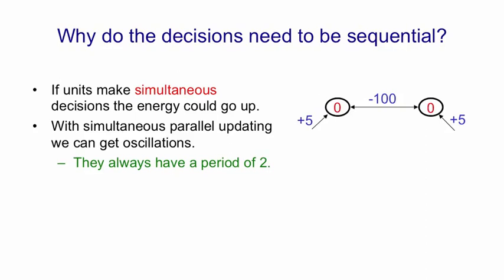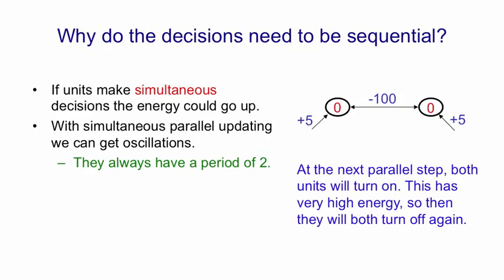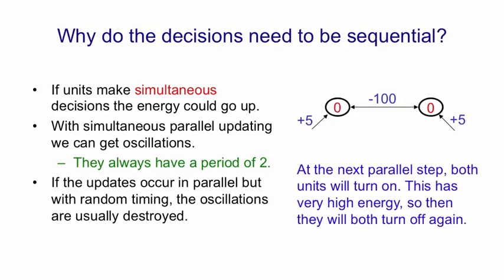So here's a little network where the units have biases of +5 and a weight between them of -100. So when both units are off, the next parallel step, if we update them both at the same time, will turn both units on, because they each think they can improve things via the bias term. But as soon as you do that, you get this -100, and so you've actually made things much worse. So then at the next parallel step, both units will turn off again.